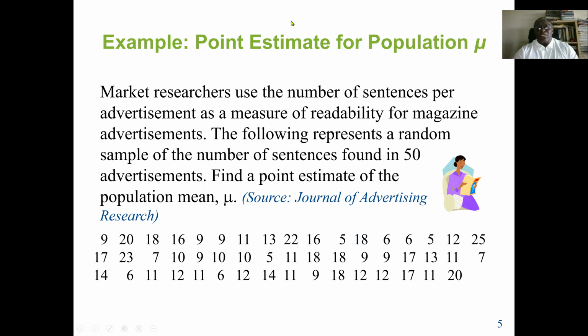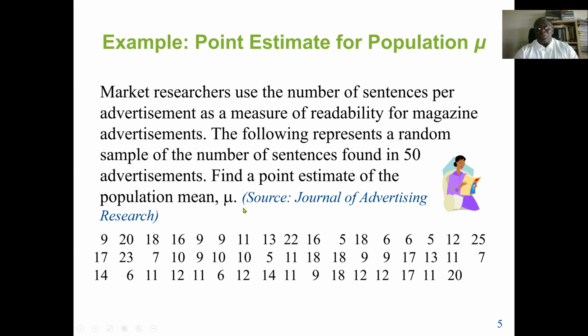Now let's try this example. Here we have market researchers who use the number of sentences per advertisement as a measure of readability for magazine advertisements. The following represents a random sample. Again, the keyword is sample. The following represents a random sample of the number of sentences found in 50 advertisements. Find a point estimate of the population mean.